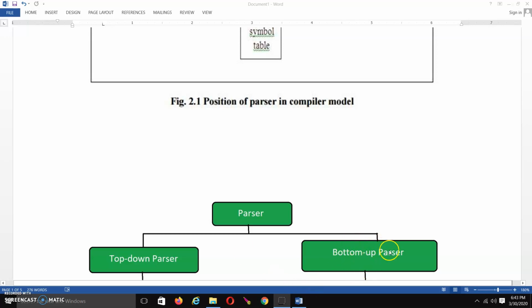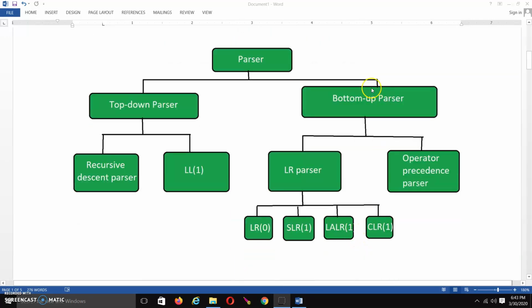When we talk about the bottom-up parser, the bottom-up parser performs the string derivation from the leaf nodes to the root node. So these are the subclassifications of parsers, both top-down and bottom-up. Here LL(1) means reading input from left to right and using leftmost derivation. And in the bottom-up parsers we have LR parsers. LR parser means reading input from left to right and using rightmost derivation. And we have the shift-reduce parser, which is also available in the bottom-up parsers.